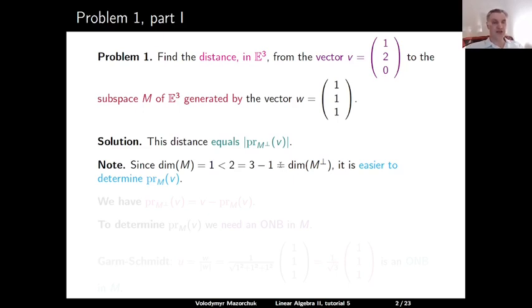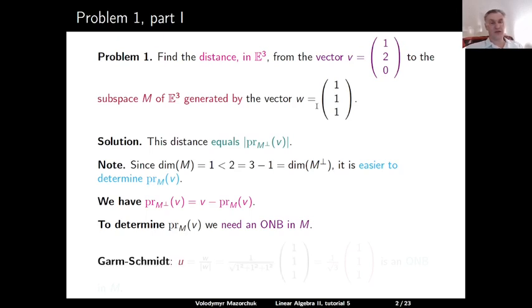So it is much easier to determine the orthogonal projection of V onto M. And then, when we know that, we can determine the orthogonal projection of V onto the orthogonal complement to M as V minus the orthogonal projection of V onto M. Now, to determine the orthogonal projection of V onto M, we need an orthonormal basis in M. So we have a basis in M consisting of the vector W. This vector spans M and it's non-zero and hence linearly independent.